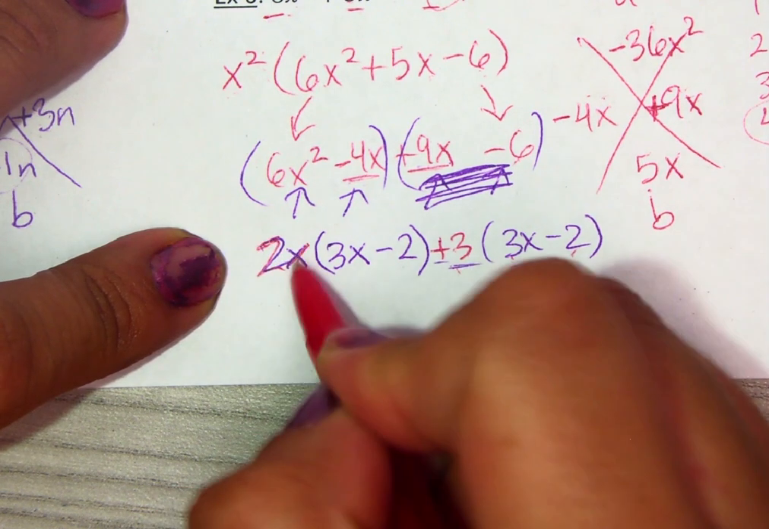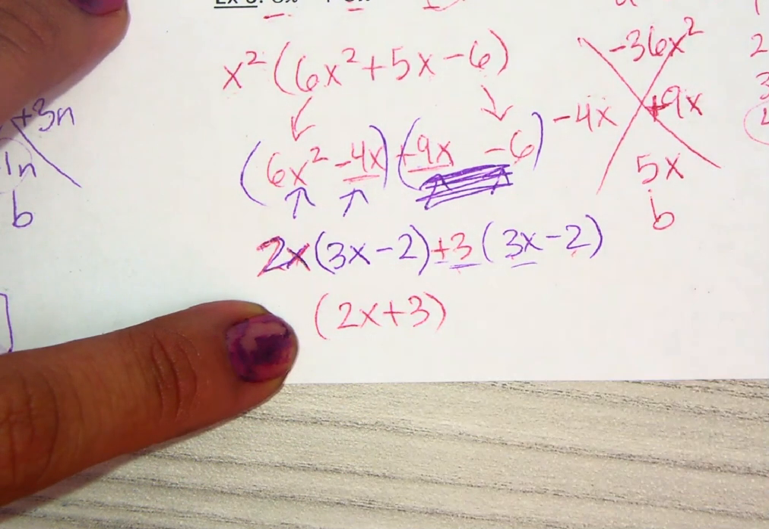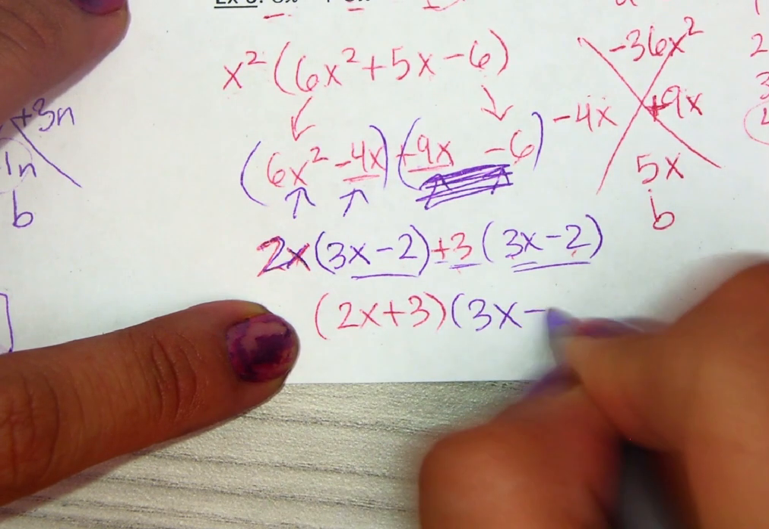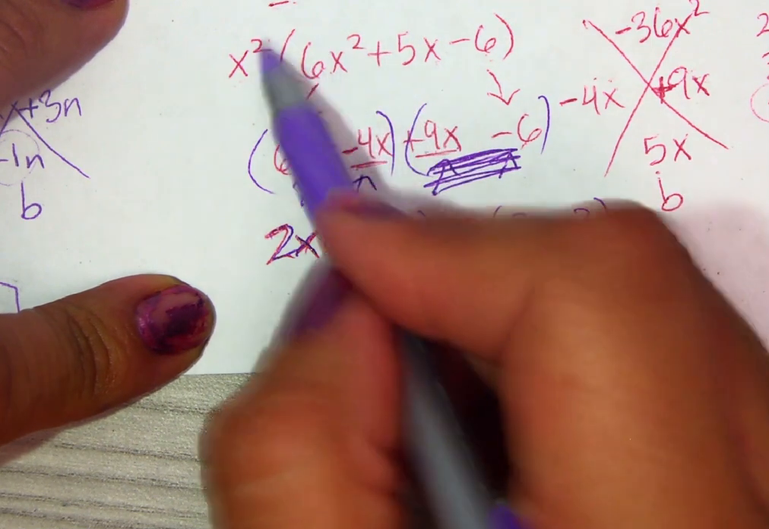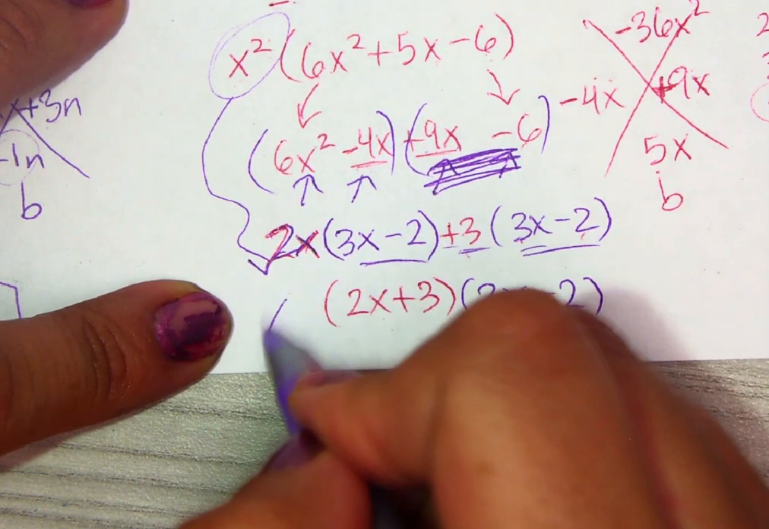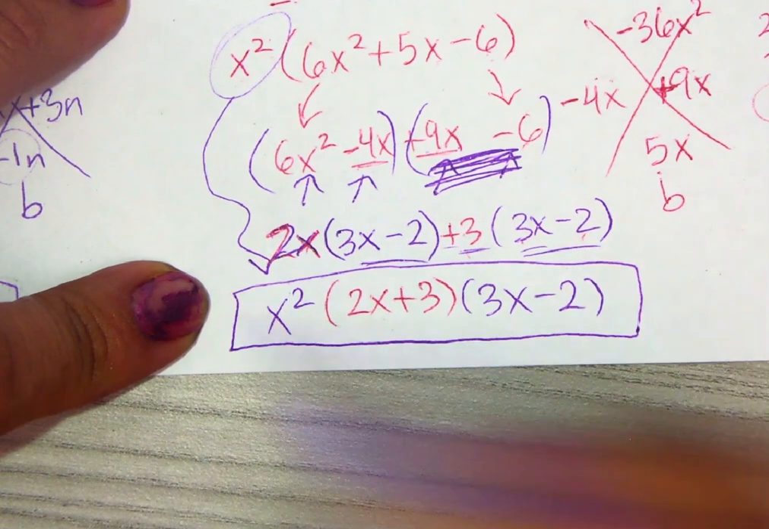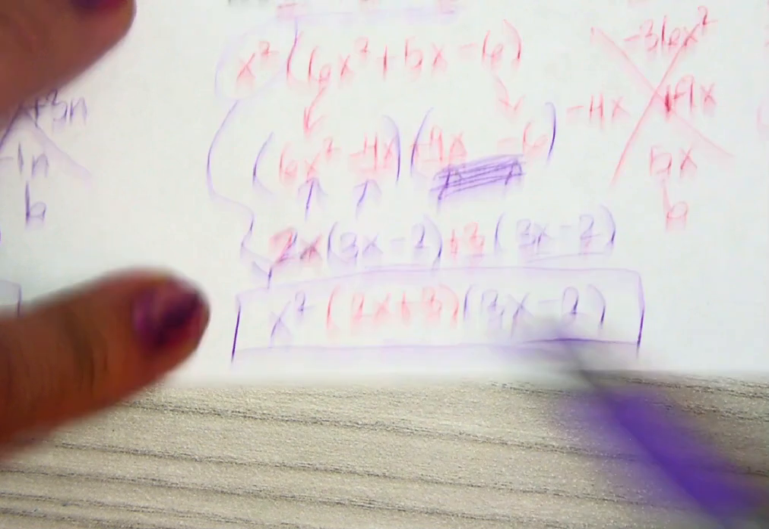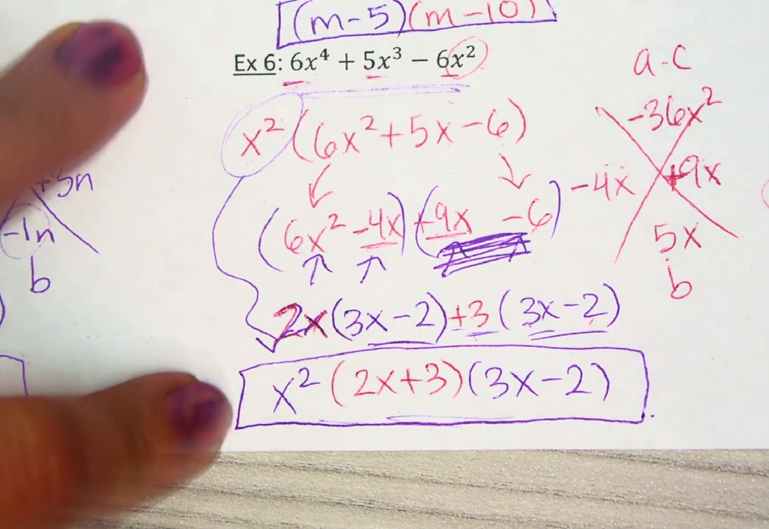So here, one of your binomials is 2x plus 3, and the other one is the one that repeats, 3x minus 2. To finalize it, look at the front, look at the top. You have the x squared that you took out at the beginning, so write it down, and this will be your trinomial in factor form. So this trinomial that you started with, this is the factor form for it.